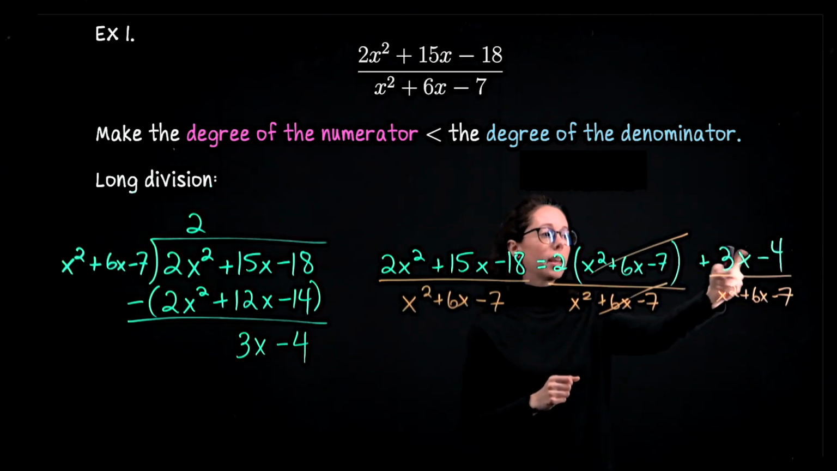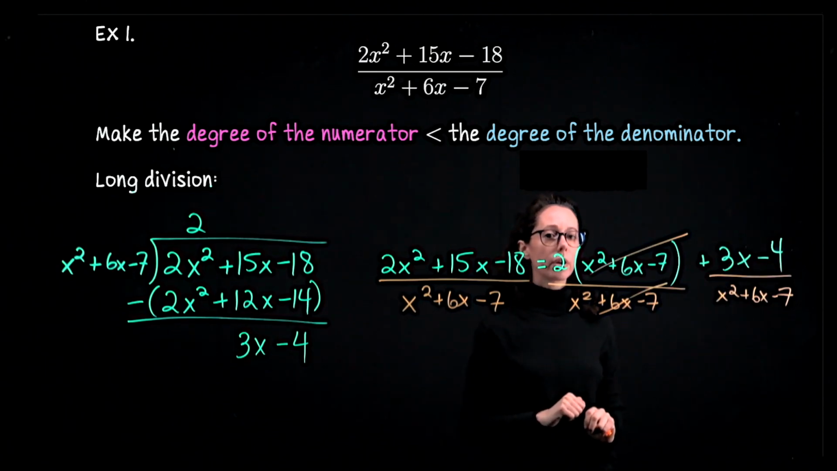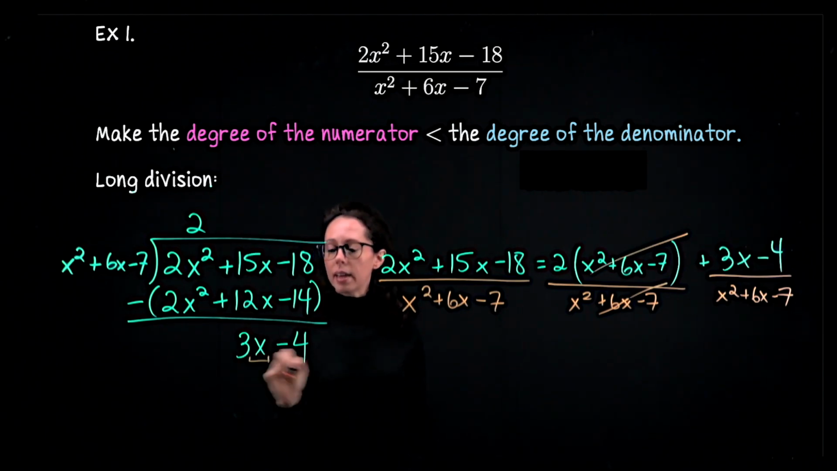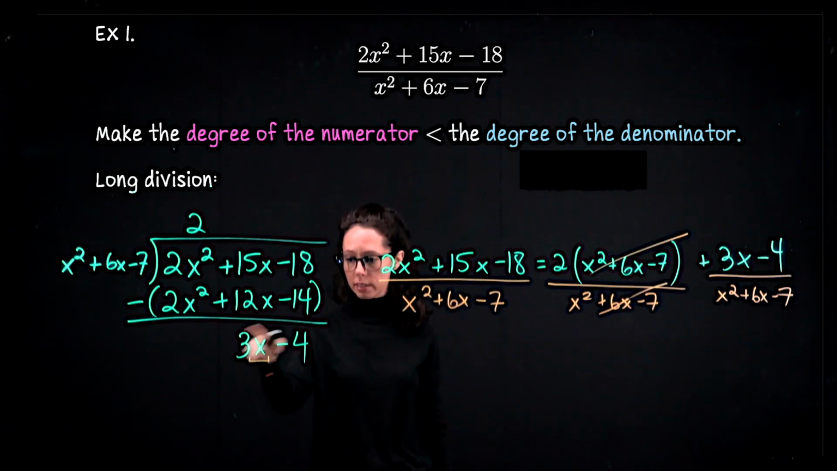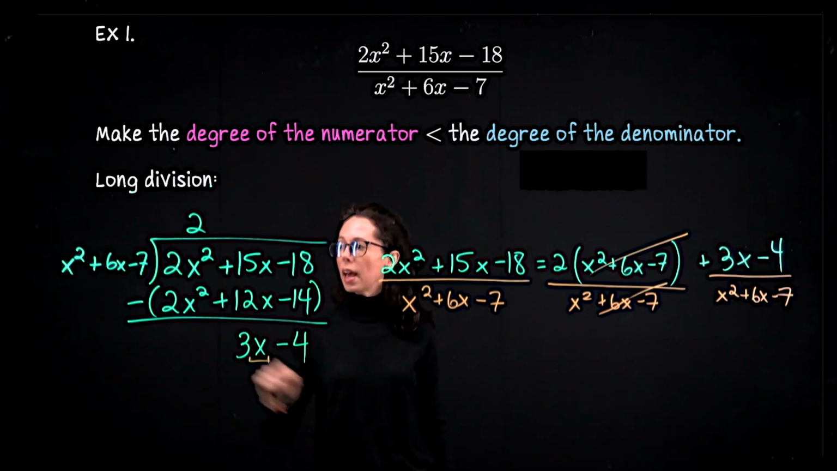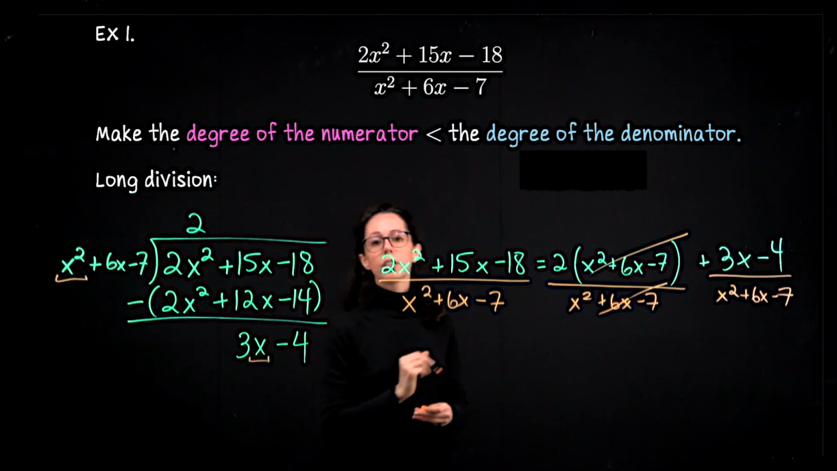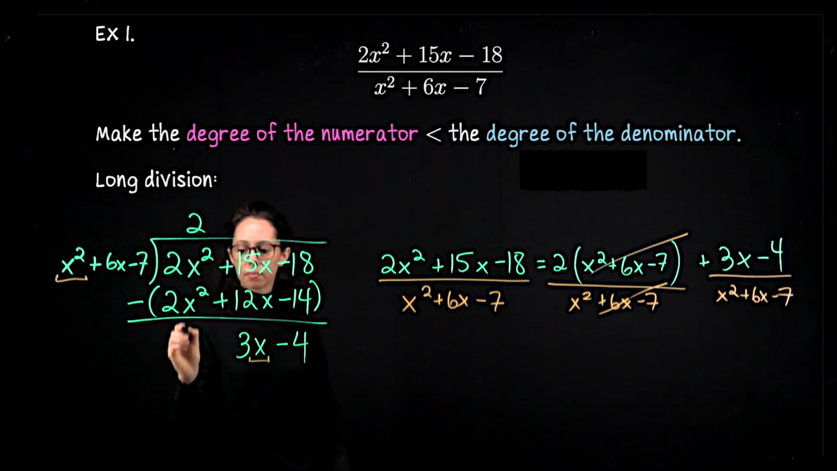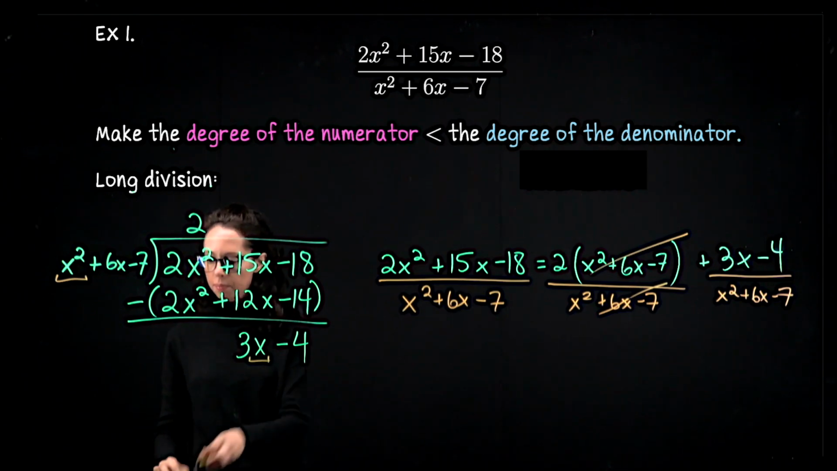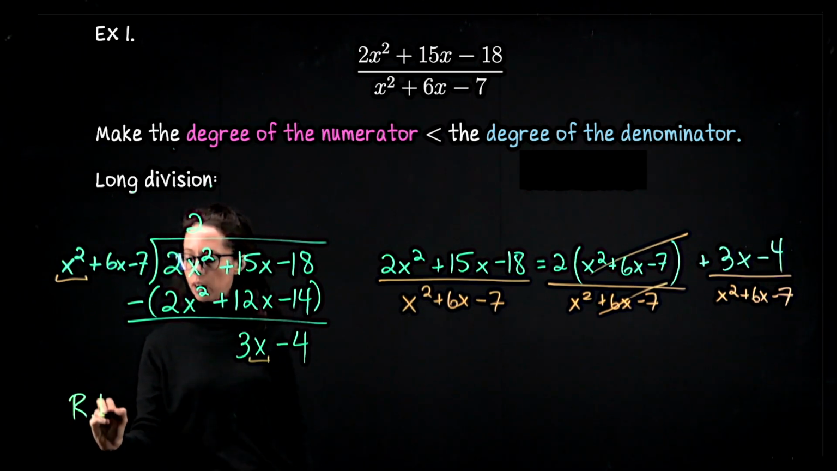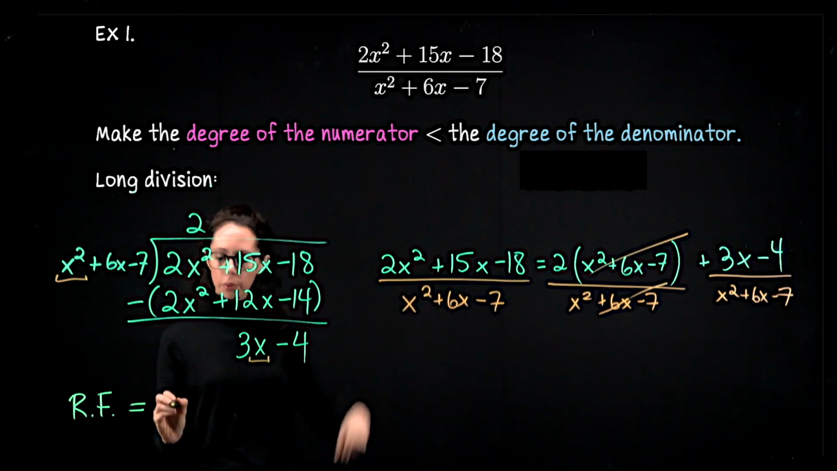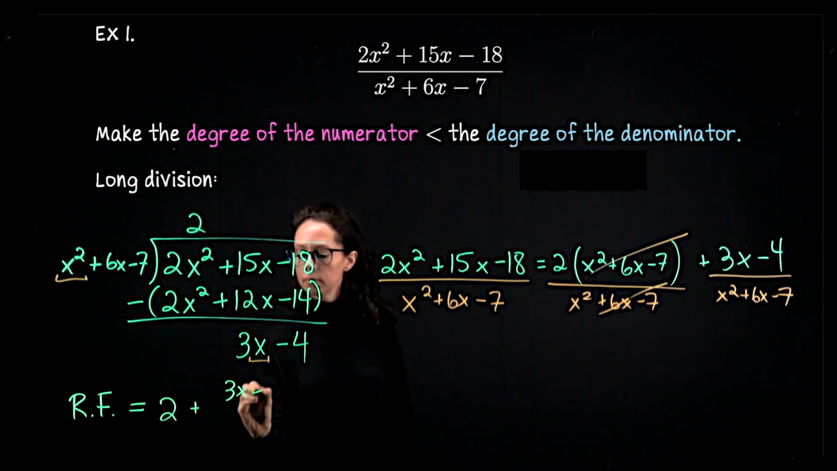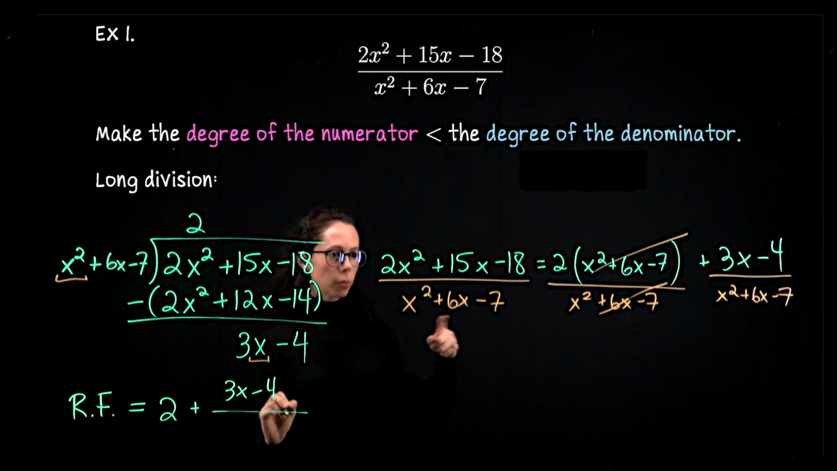This has the nice property that the power of the numerator is less than the power of the denominator. So we're actually done at this point. When you get to a moment where any x term you have left, your highest power down here in the remainder, is less than this highest power here, then you're done. Okay, so let me rewrite this. Our rational function, I'll just write RF, is now 2 plus 3x minus 4 divided by x squared plus 6x minus 7.